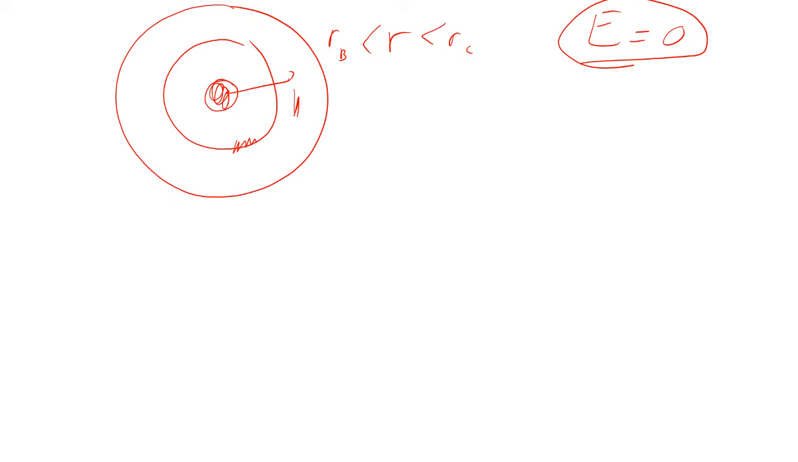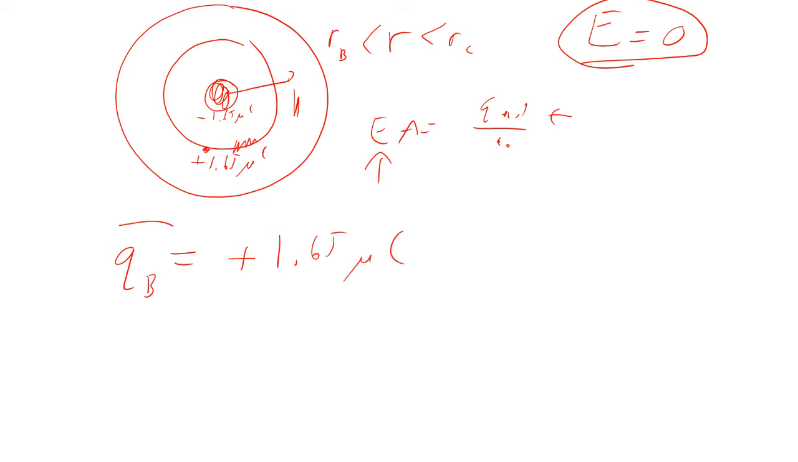Well, we know that the flux, which is going to be EA, is enclosed charge over epsilon naught. Okay, if E is 0, the enclosed charge must be 0. So we know that there's minus 1.65 microcoulombs there. So that means the charge on that inner surface has to be plus 1.65 microcoulombs. So I can call that QB, for the charge on that inner surface, which has got to be 1.65 microcoulombs so that the total enclosed charge is 0.